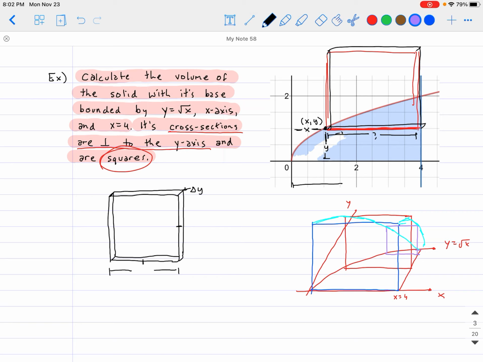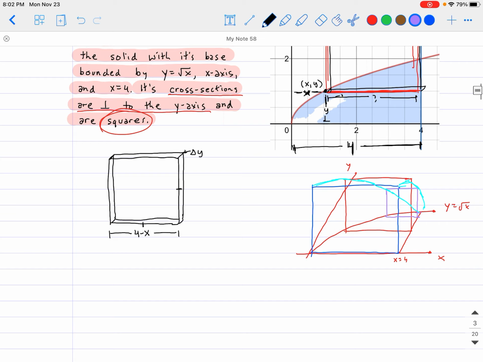Well, now we're going to look at the whole length over here, which is going to be equal to 4, because if you remember, we have that boundary vertically at x is equal to 4. So if this part is equal to 4 and this other part on the left is equal to x, then I do believe what we're trying to solve for is going to be 4 minus x. Okay? And once we get that hard part out of the way, we're pretty much good to go.